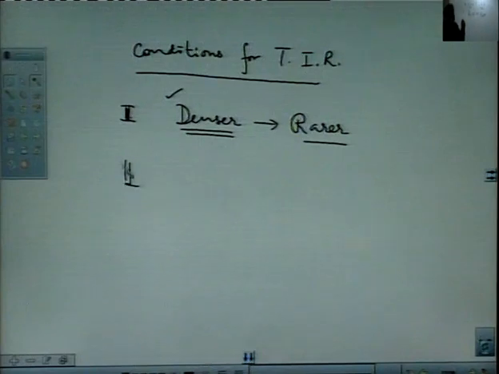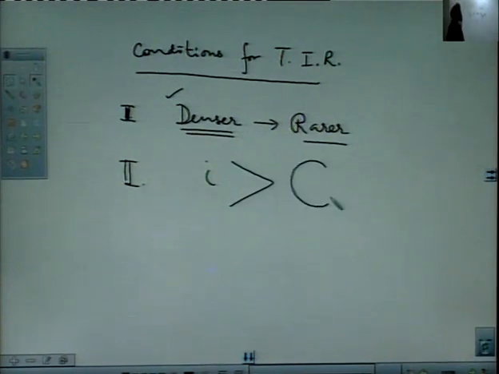The second condition is that our angle of incidence must be greater than the critical angle. I must be greater than the critical angle. If I is less than the critical angle, then this phenomenon will not take place, because it happens only when our angle of incidence is greater than the critical angle. So, these are the two conditions.